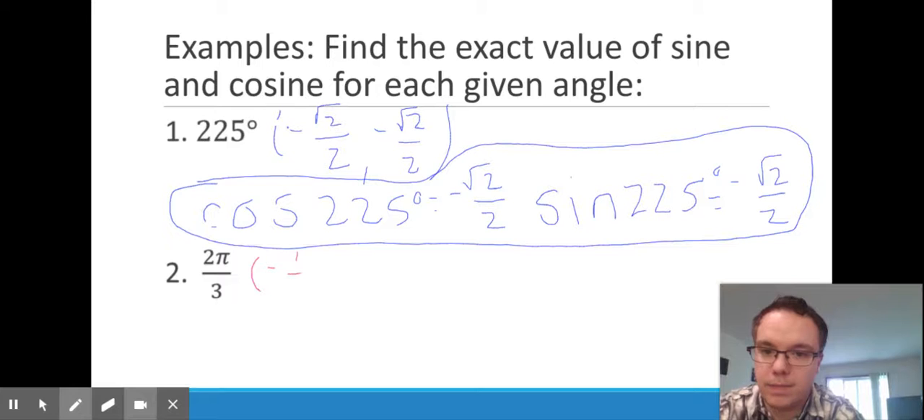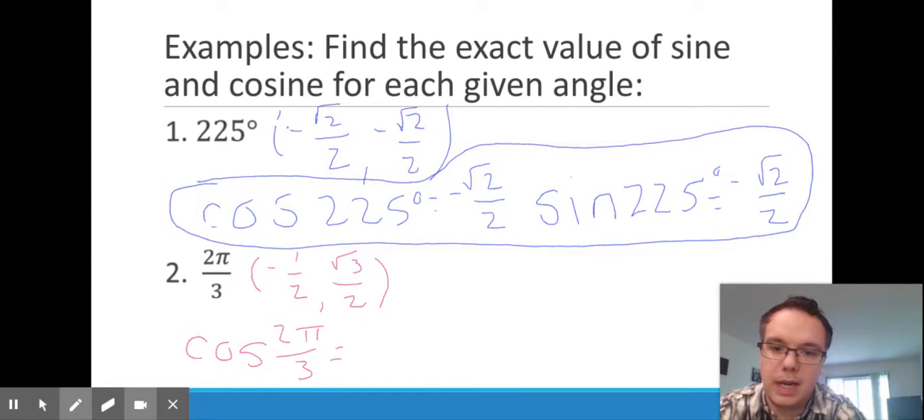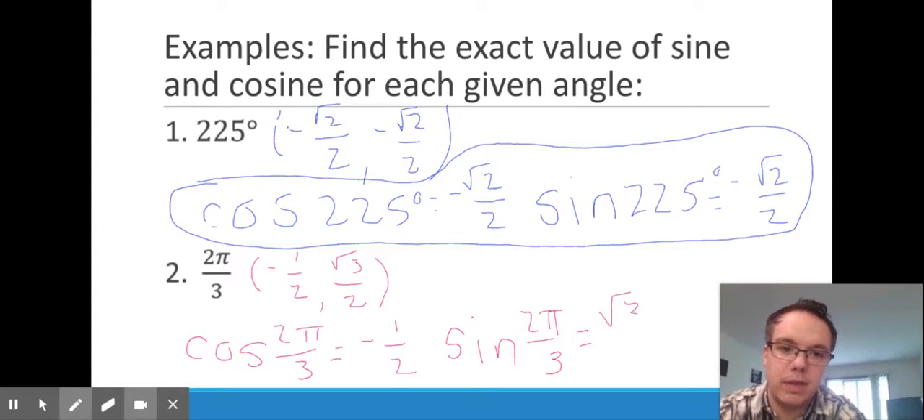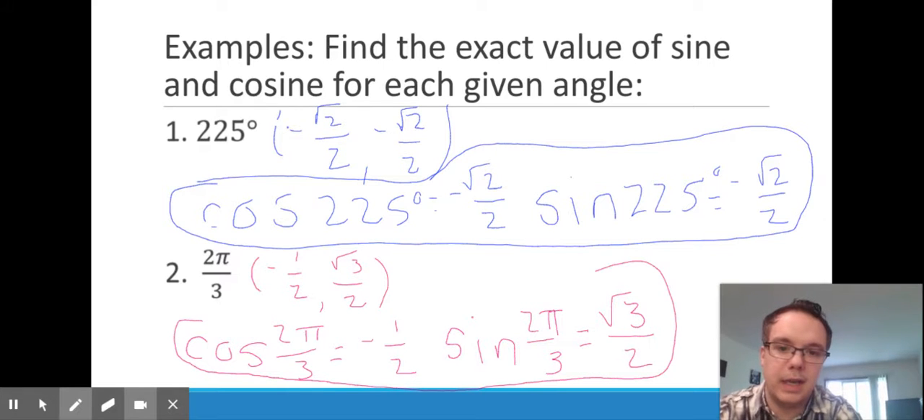negative 1/2, square root of 3 over 2. Remember, our x-coordinate is our cosine. So the exact cosine of 2 pi over 3 is negative 1/2. And the exact value for sine of 2 pi over 3 is our y-coordinate, which is the square root of 3 over 2, or root 3 over 2. All right, so there's our exact value for sine and cosine.